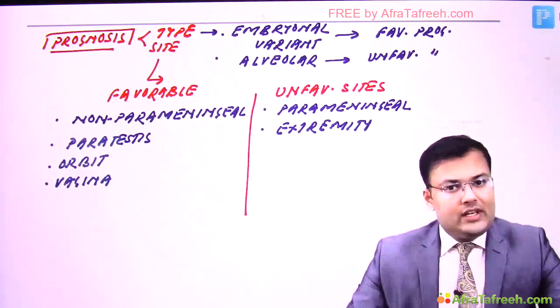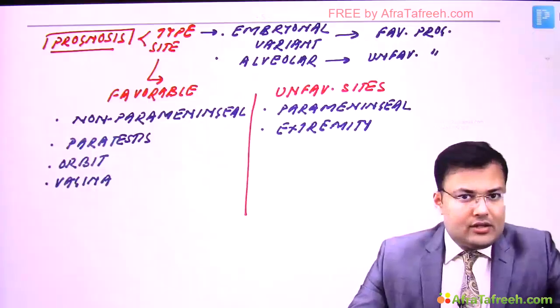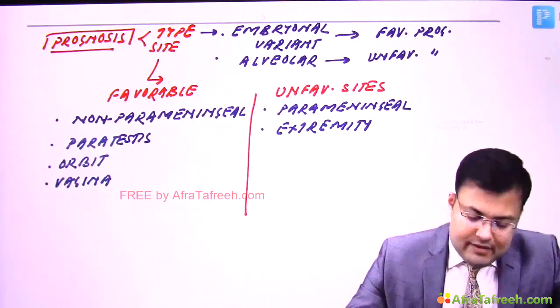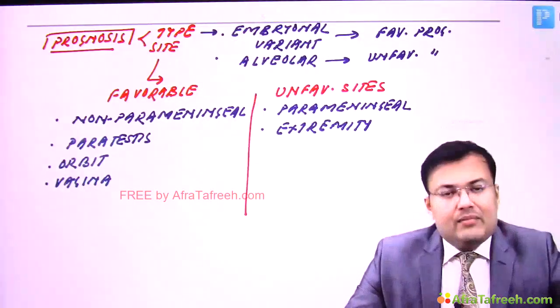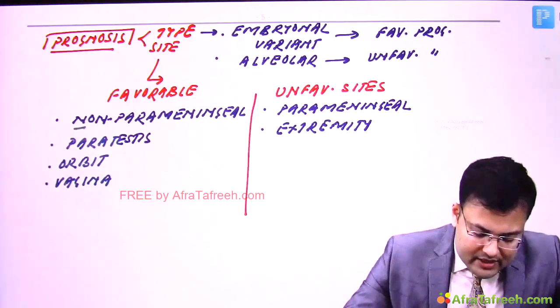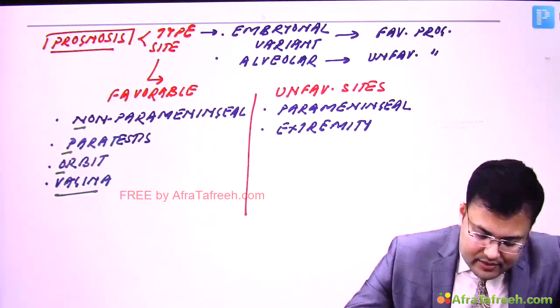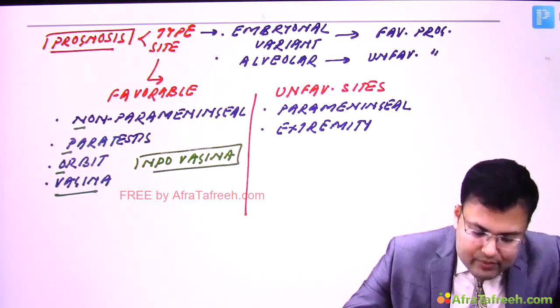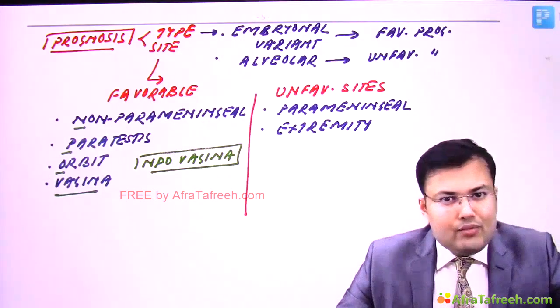Clear? You can easily remember the unfavorable sites because only two are there, parameningeal and extremity, and the favorable are non-parameningeal, paratestis, orbit, vagina. So how to remember? The mnemonic is NPO vagina. Clear? So these are the important points related to rhabdomyosarcoma.